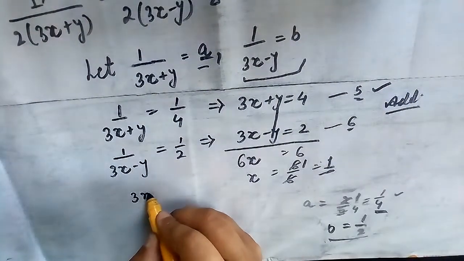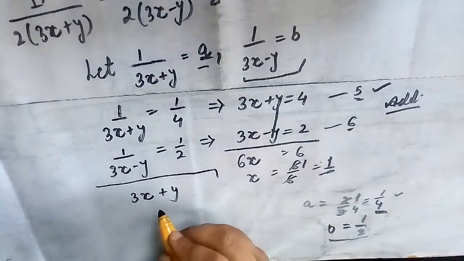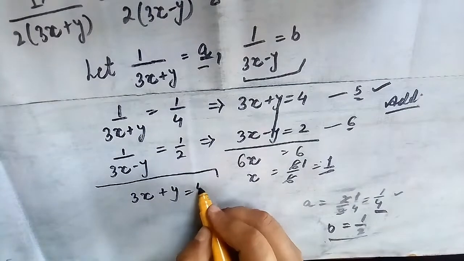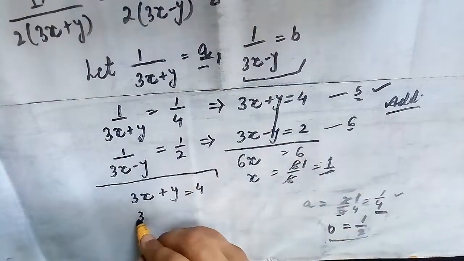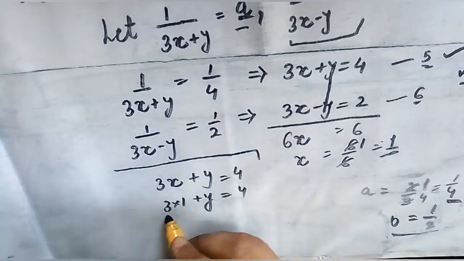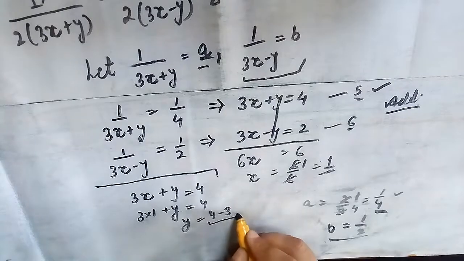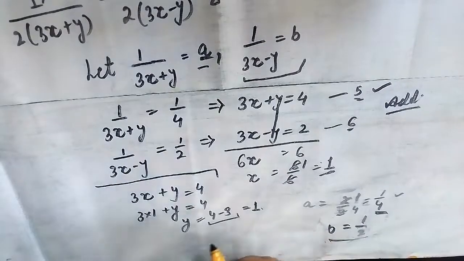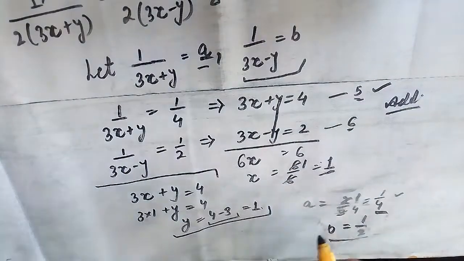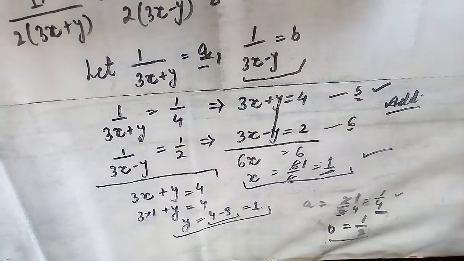So I am replacing in equation number 5, which is 3x plus y equals 4, and 3 multiplied by 1, because x is 1, plus y equals 4, then y will be equal to 4 minus 3, that is again 1. So y is 1 and x is also 1, which is the required solution.